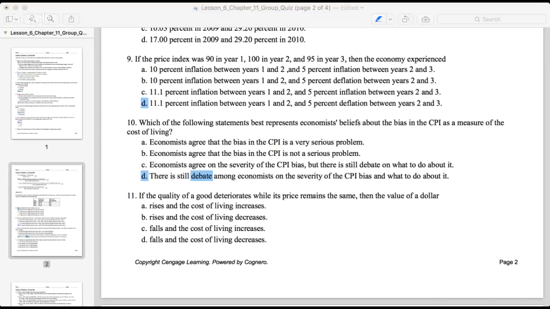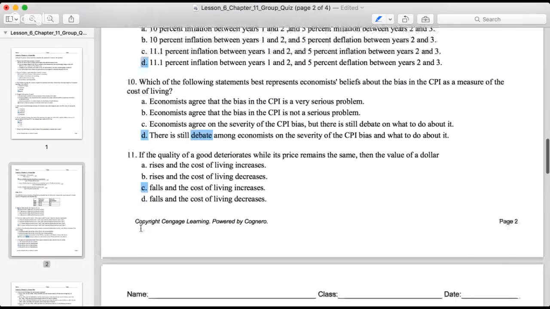Cool. All right, 11. I put C. Everybody got C? Yeah, that's right. Okay. All right, let's go to 12.